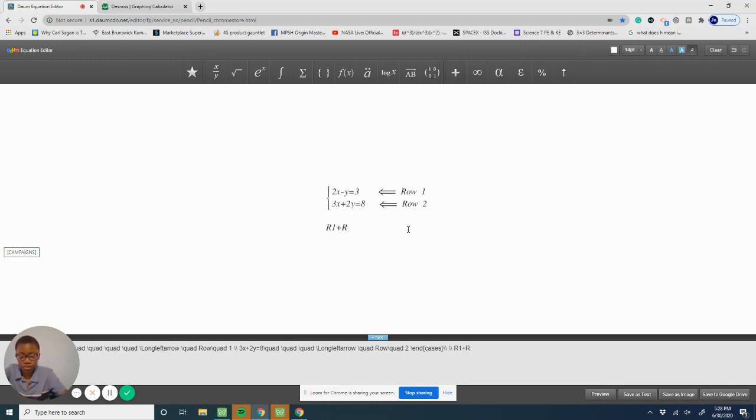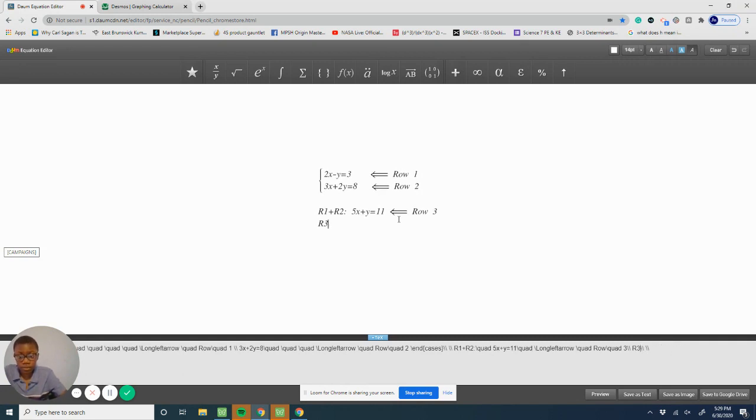Right, so we have R3. These are abbreviations for row 1 plus row 2. And that will get us 5x plus y equals 11, because we're adding 3 and 8, right? But nothing's isolated yet. So what we can do is continue like this, right? We'll call this row 3. And we take this row 3, and we can add it with row 1 to cancel out y.